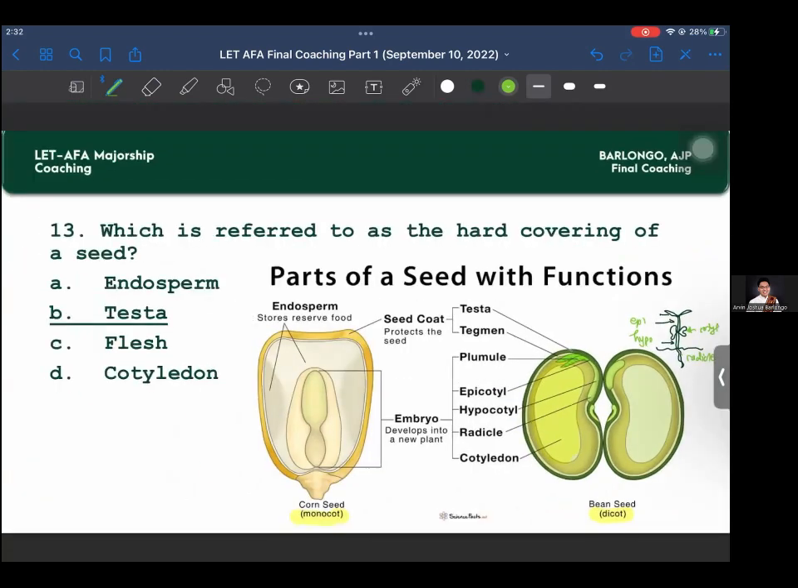So, meron nag-ask sa atin sa direct message. If sa options po, nasa choices ang testa and seed coat, which is the outer covering po. If nandoon silang dalawa sa choices, pwede kang pumunta sa mas specific or nakadepende rin. Kunwari, ang nasa choices yung dalawa, tapos ang question is, which is referred to as the hard covering of a dicotyledon seed? Kapag nakamention yun, pwede mong ilagay yung testa. Kapag monocot naman, you can go with seed coat. Pero kapag which is referred to as the hard covering of the seed, tapos andun yung dalawa, siguro mas better na pumunta ka sa mas specific.